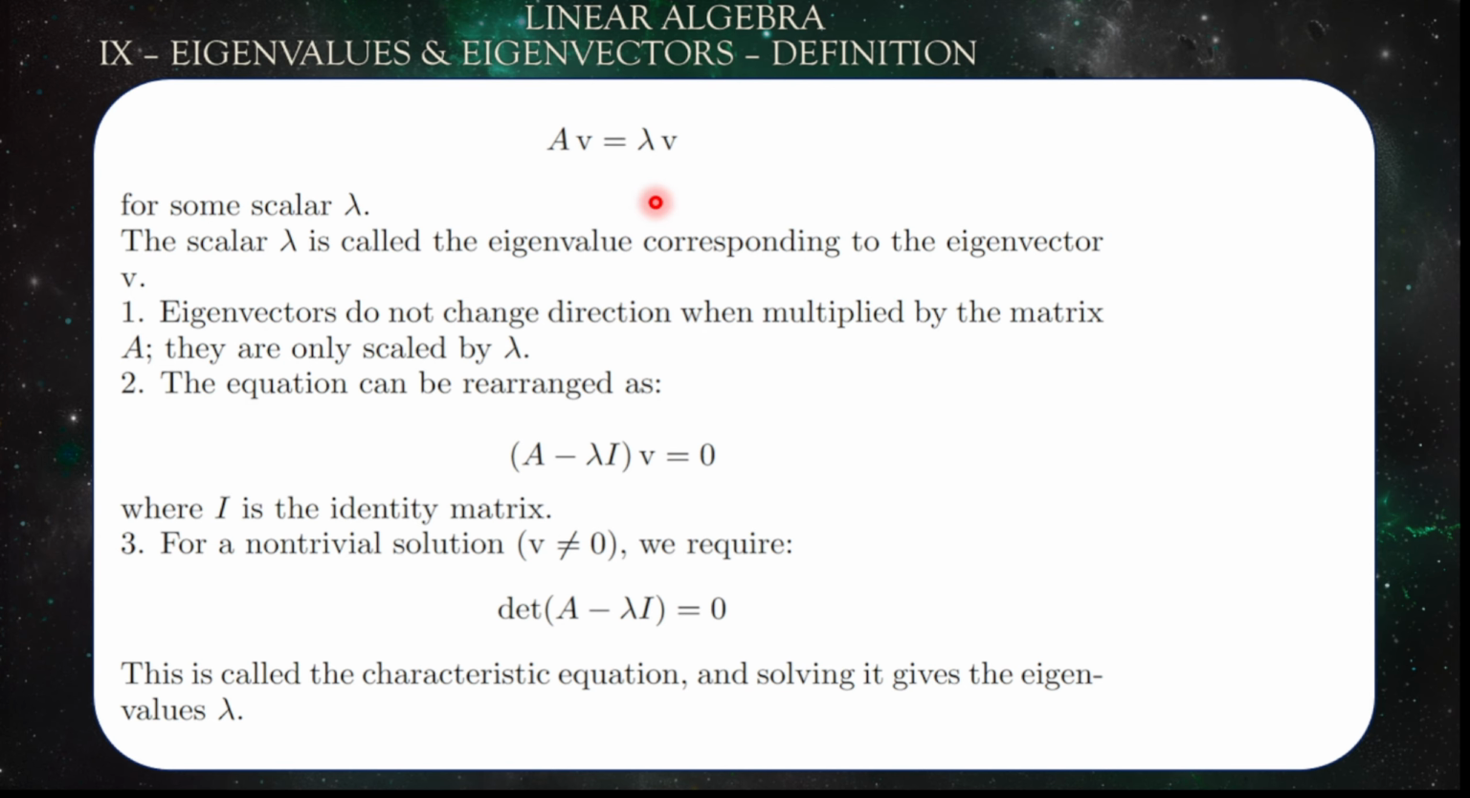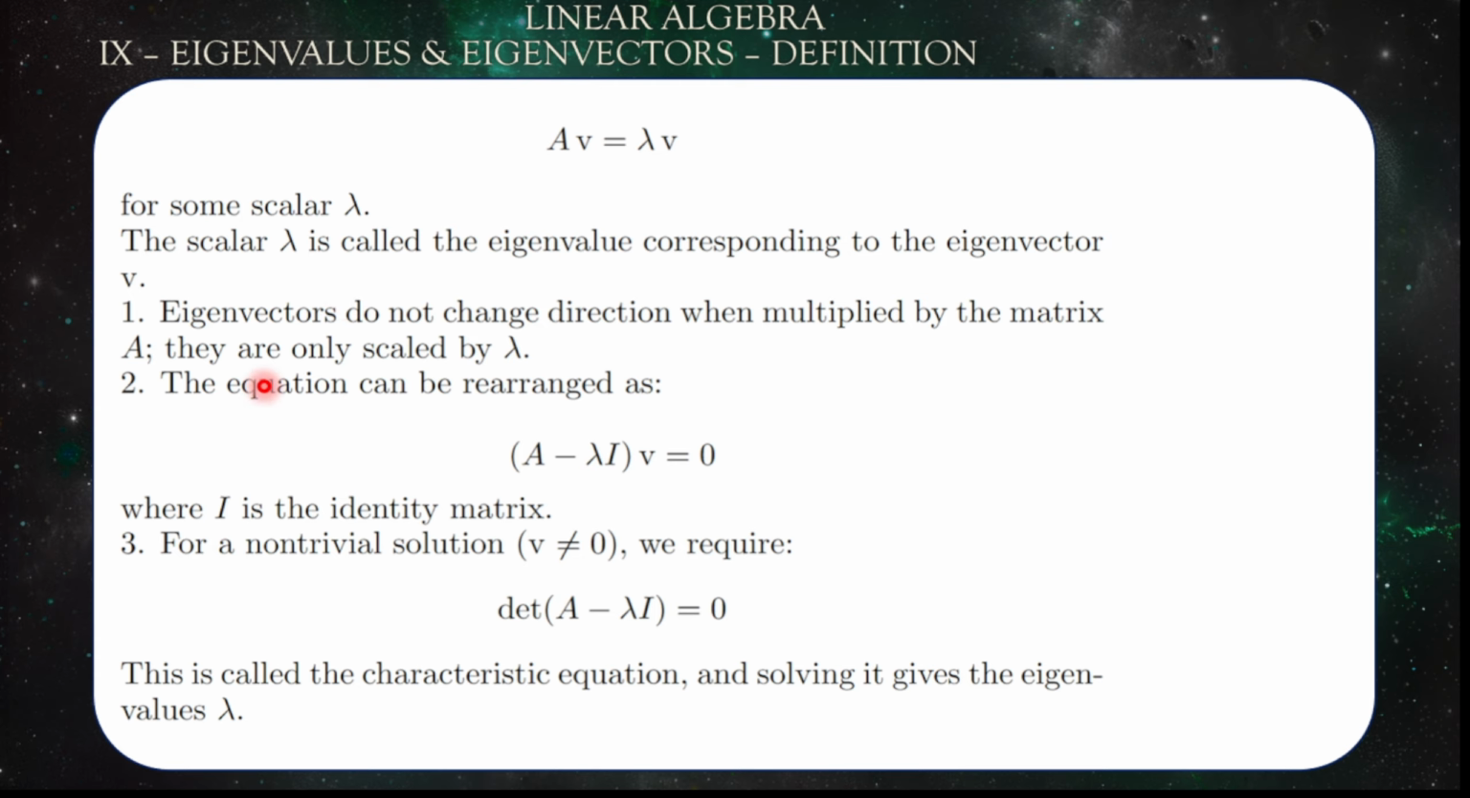Let's start with the definition of eigenvalues and eigenvectors. So let's say Av is equal to lambda v for some scalar lambda. The scalar lambda is called the eigenvalue corresponding to the eigenvector v.